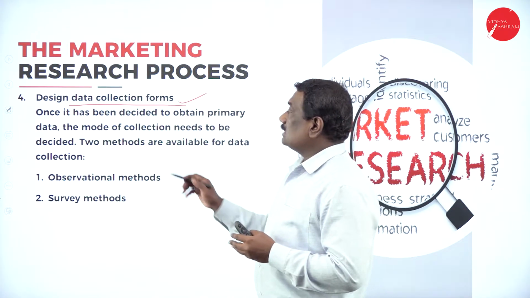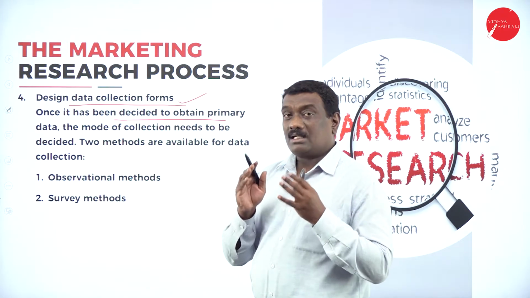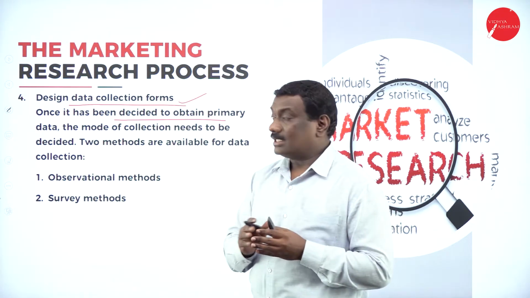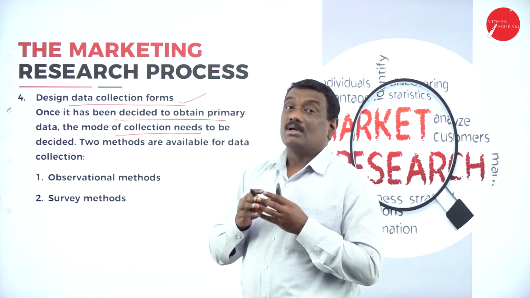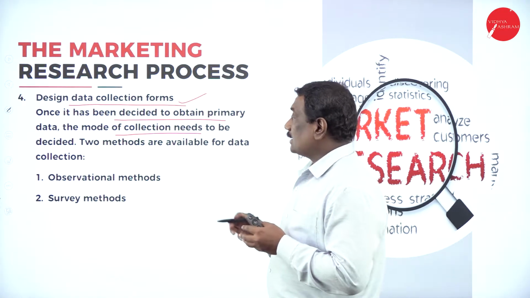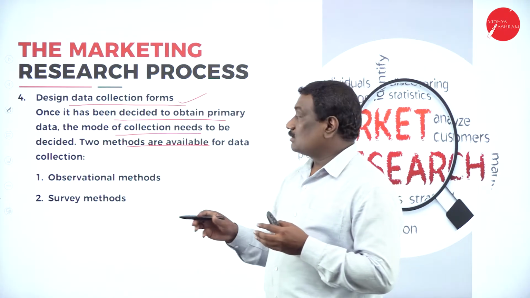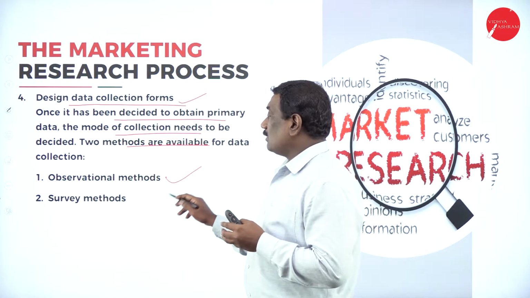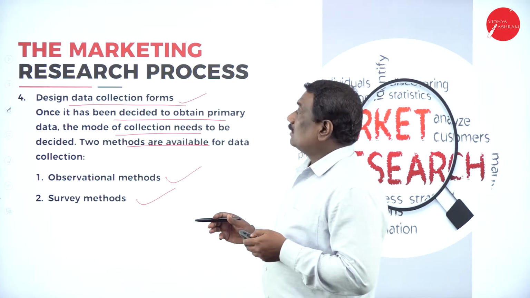Once it has been decided to obtain the primary data, then the method of collecting this data is to be decided. There are two methods by which data collection can be undertaken. The first is the observational methods. The second is the survey methods.